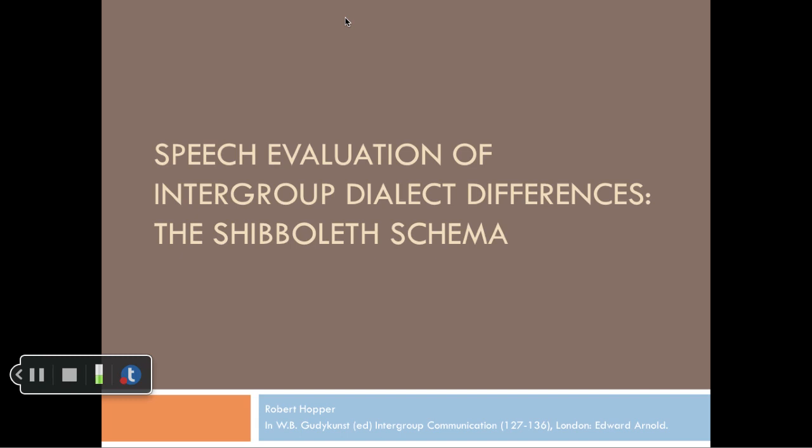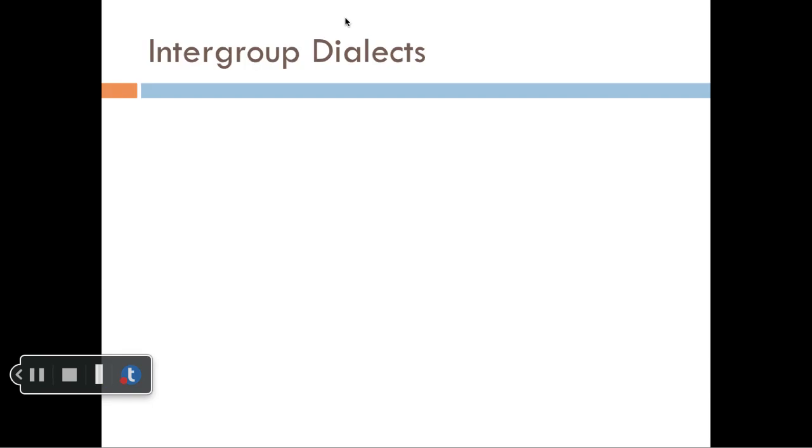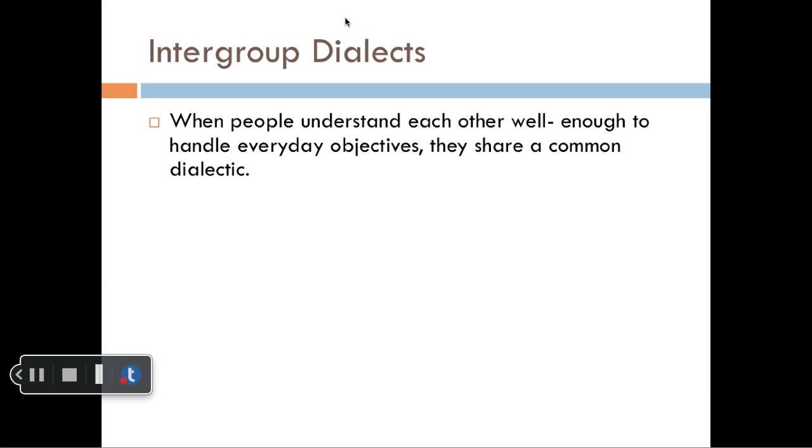Hi, today we're going to talk about something called the Shibboleth schema. Our discussion today is about intergroup dialect differences and how those dialect differences can be used to favor certain groups over other groups, and how power is involved in this notion of dialect differences. So let's talk about intergroup dialects.